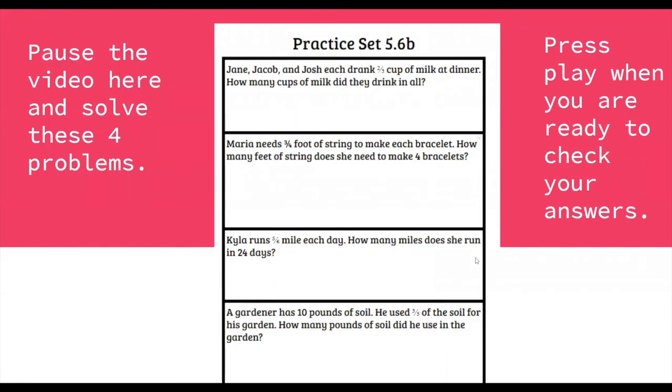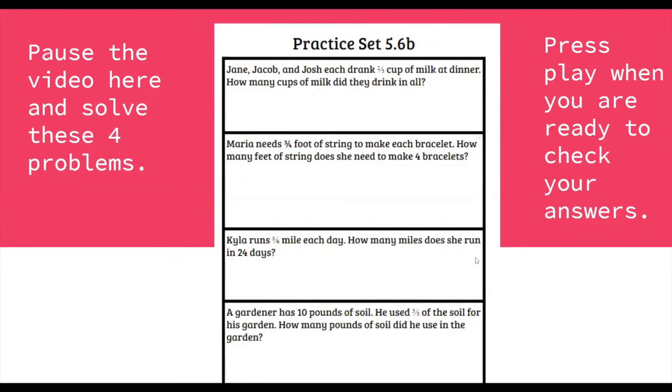Here are your 4 problems to practice with today. The first problem reads, Jane, Jacob, and Josh each drank 2/3 cup of milk at dinner. How many cups of milk did they drink in all? Next, Maria needs 3/4 of a foot of string to make each bracelet. How many feet of string does she need to make 4 bracelets?